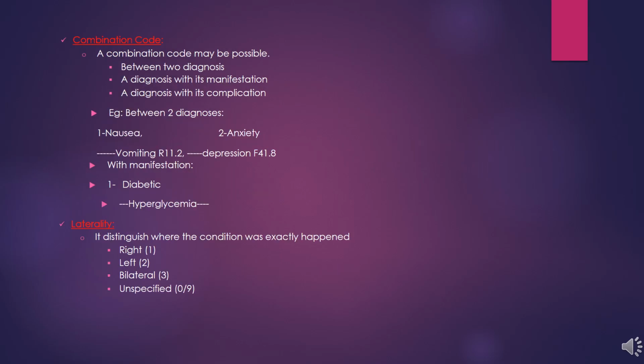Combination code. A combination code may be possible between two diagnoses, a diagnosis with a manifestation, or a diagnosis with its complication. Example: between two diagnoses, nausea and vomiting R11.2; anxiety and depression F41.8; with manifestation, diabetic hyperglycemia. Laterality distinguishes where the condition exactly happened: right 1, left 2, bilateral 3, unspecified 0 or 9.